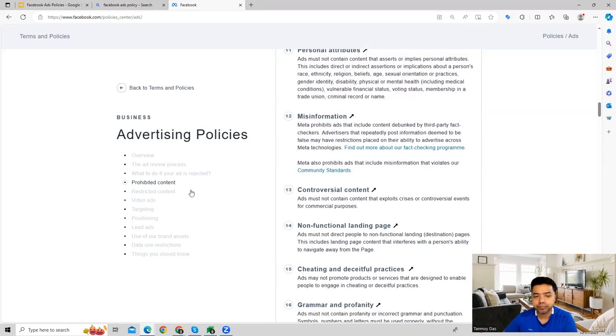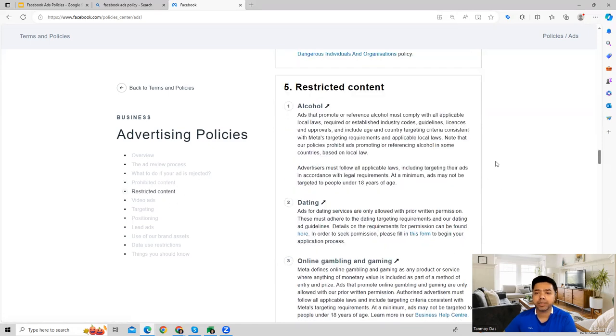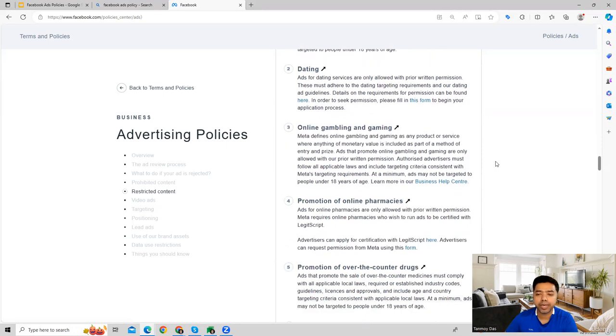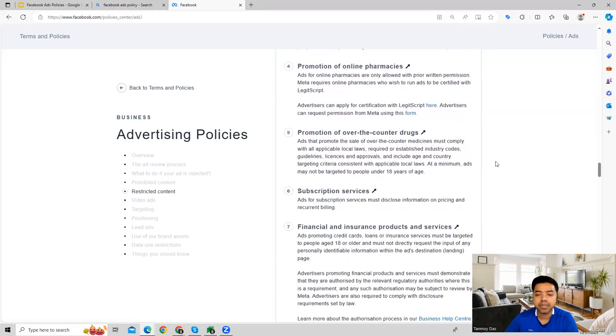Apart from that, if you go to restricted content, in restricted content there are topics or businesses related to alcohol, dating, online gaming, promotion of online pharmacies. These are certain types of subscription services. These are certain topics on which Facebook restricts advertising on their network.